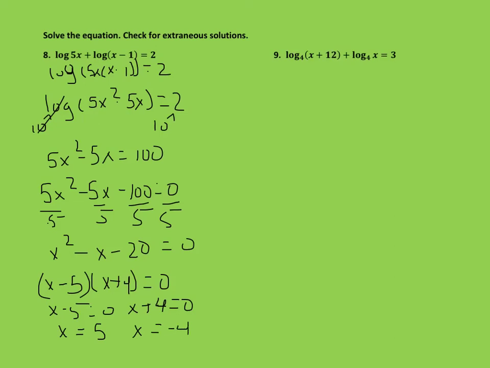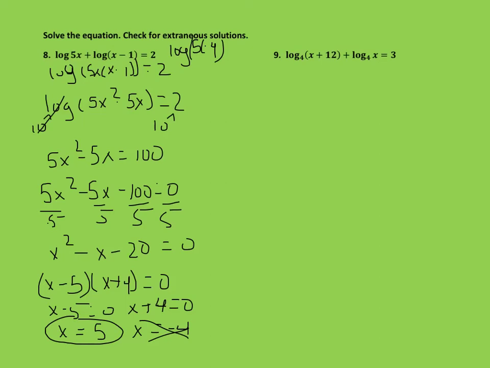But see how it says check extraneous? The 5 will work. But extraneous means plug it back into the original. So if I have log of 5 times negative 4, go ahead and hit log of negative 20 in your calculator. And it's going to come up an error. So that is extraneous. Okay?